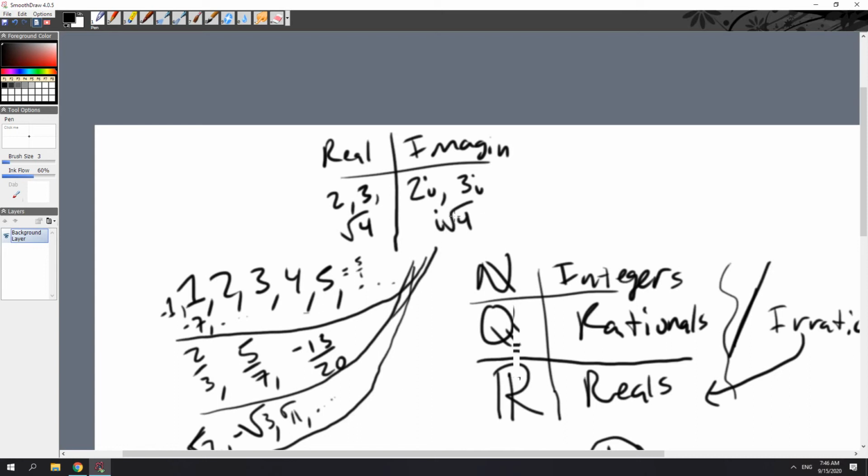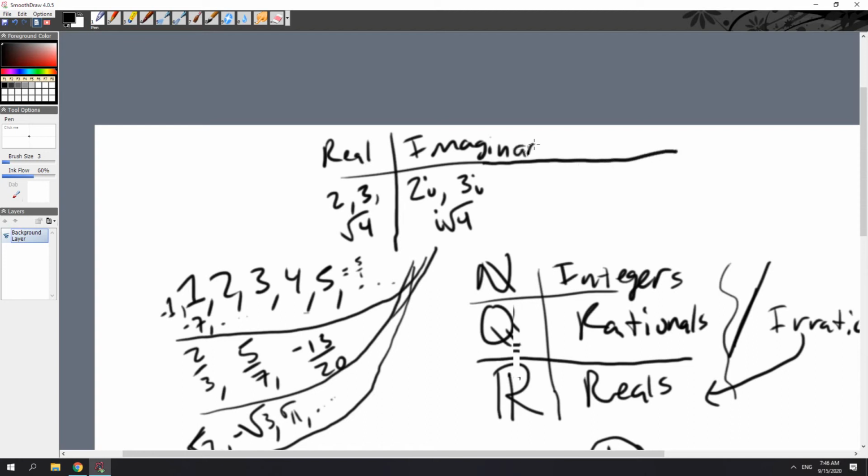And notice on this one I put the i in front of the square root, because if you put it behind the square root, it's hard to tell, is the i inside the square root or not? So if you have a variable or an i, usually you're going to write it in front of the square root to make it a little easier to read.